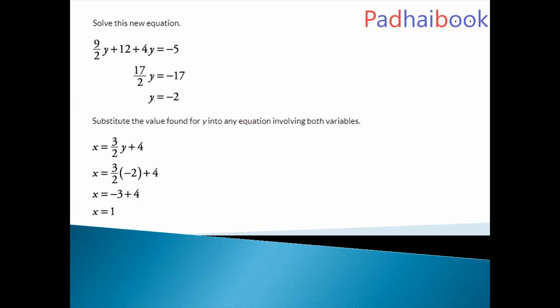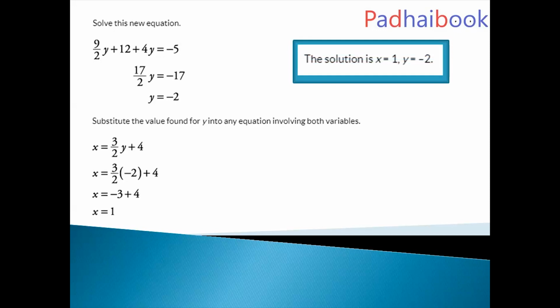So what you observe, after getting the value of one of the variables, I will substitute it in the previous equation. So put the value of y here. So x will be 3 by 2 into minus 2 plus 4. 2 gets cancelled. I get minus 3 plus 4. So I get x is equal to 1. So this method is called the substitution method, where we substitute the value of one of the variables in terms of the other in the second equation. So here we have our final solution. Final solution is x is equal to 1 and y is equal to minus 2.